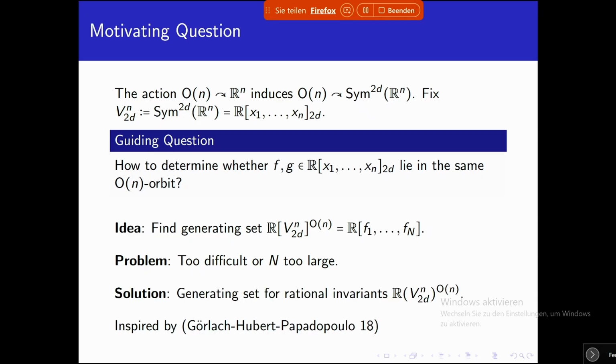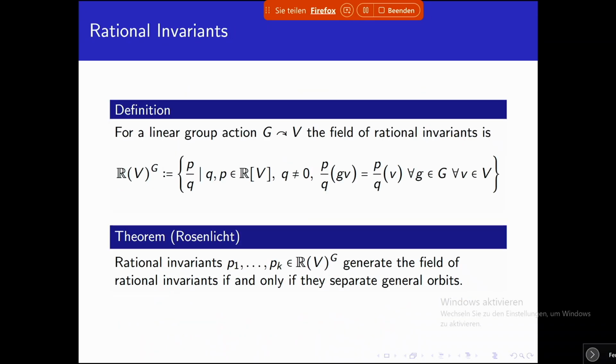So what is the solution? Well, we find a generating set for the rational invariants. And this is a very similar object, but now we're not looking at polynomials. We're looking at rational functions, or fractions of polynomials, which are invariant under the orthogonal group. And this was done in this paper here in 3 dimensions, where maybe you see some obvious applications, but I tried to find some general way to find a generating set here in n dimensions.